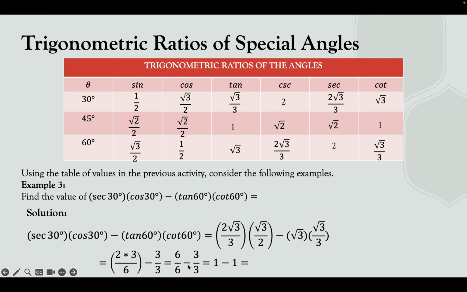So 6 over 6 minus square root of 3 times square root of 3, that is square root of 9, and that is 3. And then 3 as our denominator, so 6 over 6, that is 1, minus 3 over 3, that is 1. So 1 minus 1 is 0.